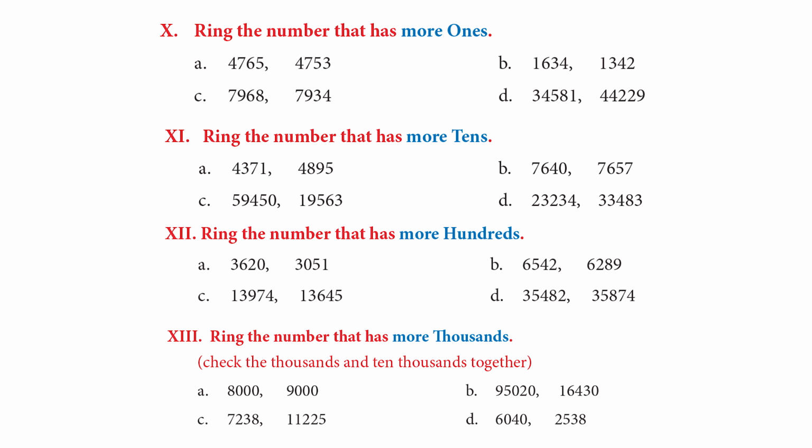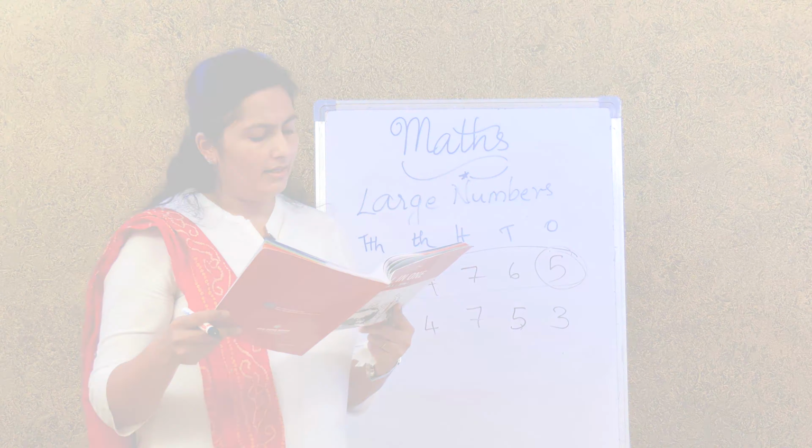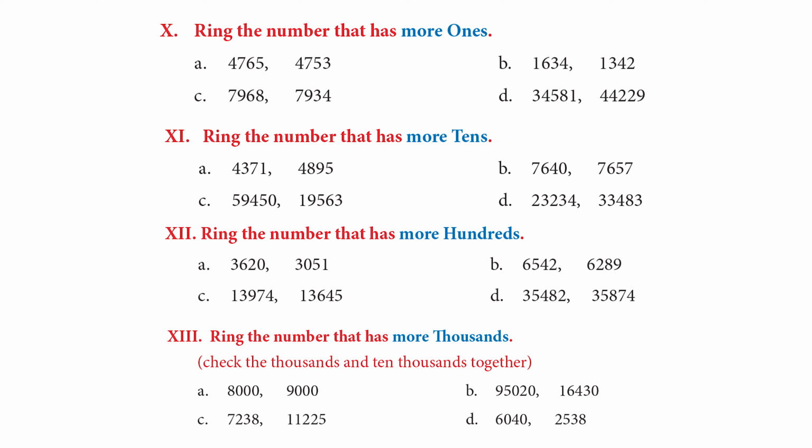Then next one, ring the number that has more tens. In the similar manner, put it in the place value house and look at it, and you will see that in A, the one that has more tens is 4895 in the second sum. The next one is ring the number that has more hundreds. Let's take a look at the example A, which has more hundreds, 3620 and 3051, 3620. Okay. Then the next one is more thousands.